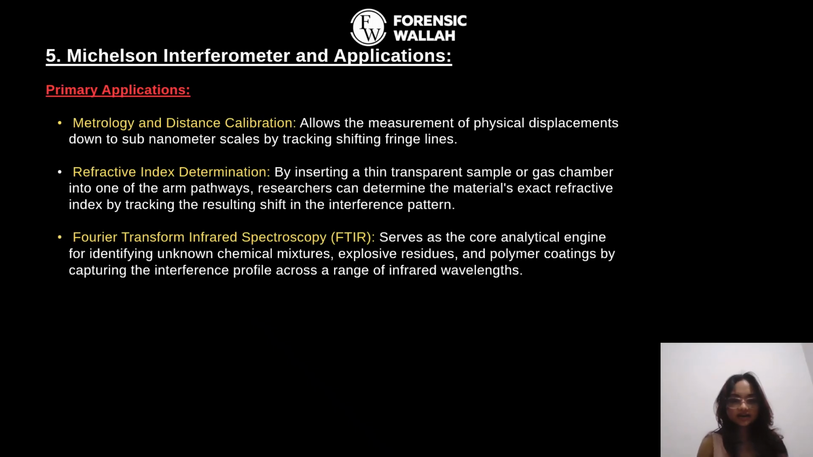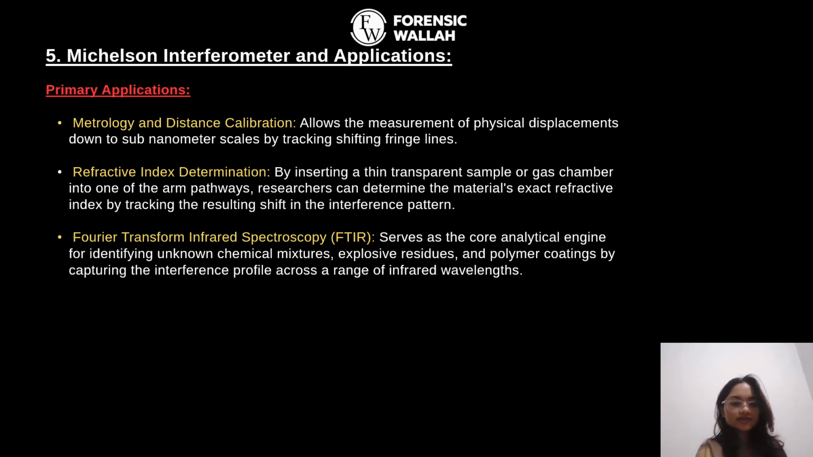Now, because the Michelson's interferometer is incredibly sensitive to changes in the optical path, it has vital primary applications across multiple scientific and industrial domains. The first one is metrology and distance calibration. It allows the measurement of physical displacements down to sub-nanometer scales simply by tracking shifting fringe lines. It is widely used in semiconductor manufacturing and precision engineering.